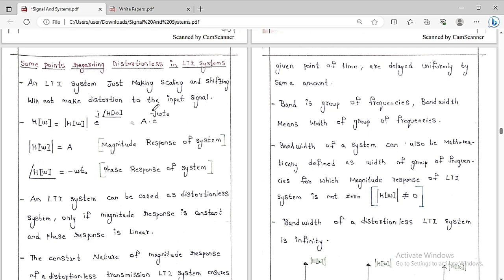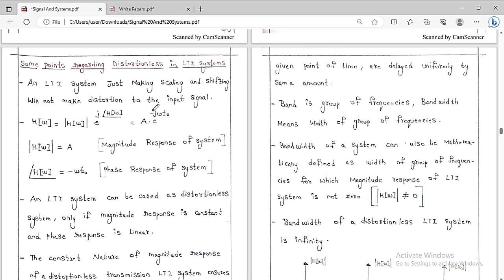Suppose some LTI system is doing only scaling or shifting, then it is not going to provide any distortion to the input. So we can say finally, if you take an LTI system that is scaling the input or shifting the input, there will be no distortion in the output. So the output is basically a scaling of the input or a shifting of the input. So an LTI system just making scaling as well as shifting will not make any distortion to the input signal.